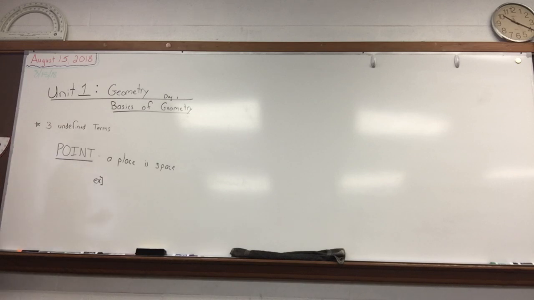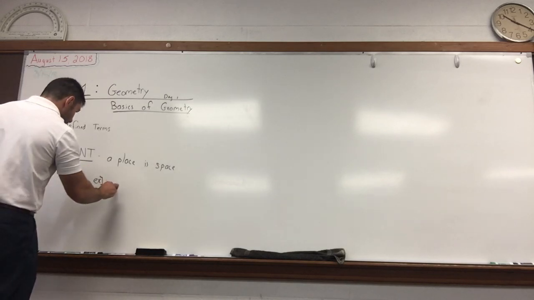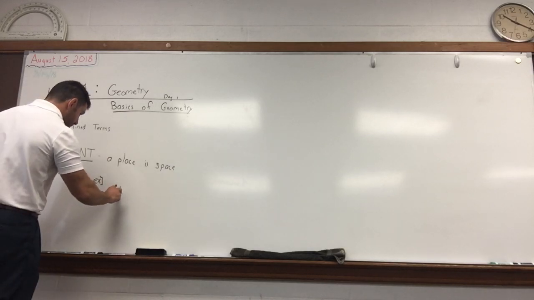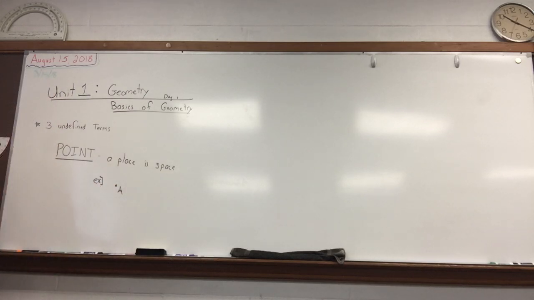An example of a point is a closed-in circle that has a capital letter. This is point A.